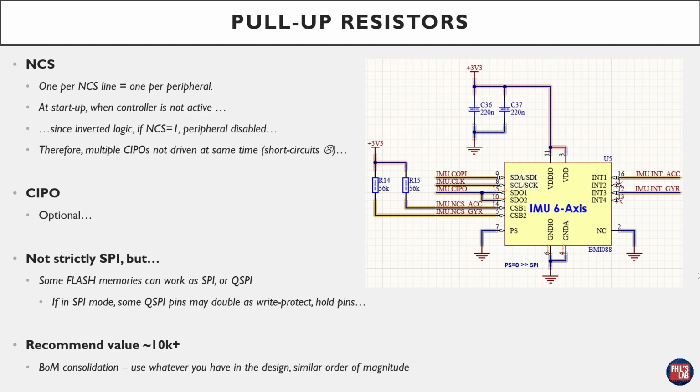In terms of recommended value, there isn't really a strict value you want to go with. Of course, if you have a lower value, that might increase current consumption if you're driving the line in the opposite direction. Therefore, typically tens of kiloohms and even up to about 100 kiloohms for a pull-up resistor is typically okay. What I like to do is, of course, bill of materials consolidation, so reducing the number of unique entries on my bill of materials, which makes assembly, inventory, and so on much easier and cheaper. So use whatever you have in the design of a similar order of magnitude.